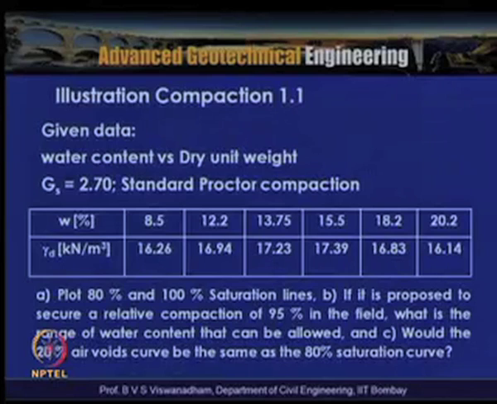In this slide, we will see a problem on compaction. The given data is water content versus dry unit weight, and we need to plot the compaction curve, and the water content data and unit weights are given, and we need to plot the 80% and 100% saturation lines. That is part A. Part B is, if it is proposed to secure a relative compaction of 95% in the soil, what is the range of water content that can be allowed, and would the 20% air voids curve be the same as the 80% saturation curve. We discussed in the previous lecture that they are not the same, but let us see how that can be illustrated with the help of this problem.